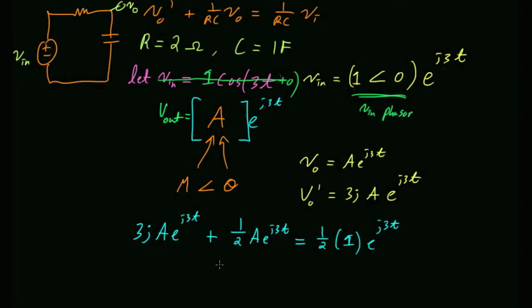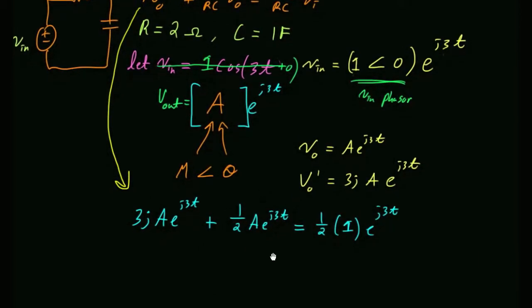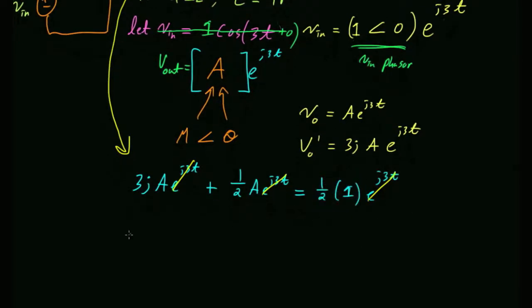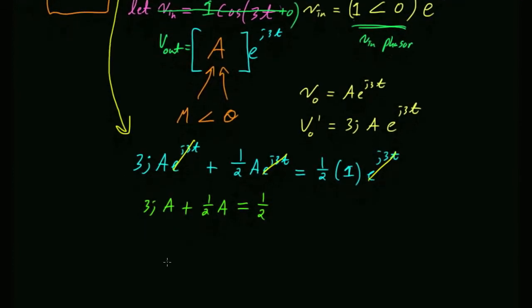Again, my goal is to solve for A. The e to the j3t is common to all three terms, so can I divide it out? You bet. Look how easy this problem just got. I can divide the e to the j3t out of each term. So gone, gone, gone. What I'm left with is 3jA plus 1/2 A equals 1/2. Can I solve for A? Yes, totally. Even I can do this.